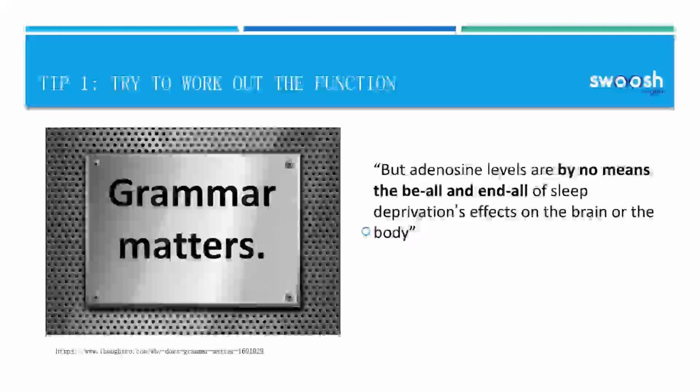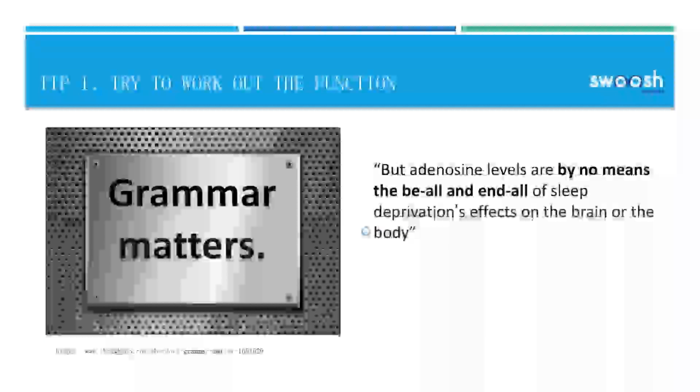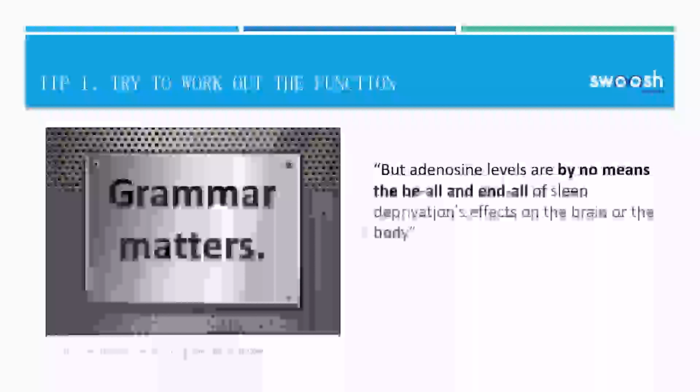Well, we have a typical clause structure here, which is subject, verb, object. Adenosine is the subject, or adenosine levels, to be more specific. Are is the verb, and by no means the be-all and end-all is the object of that particular clause. As a phrase we need to understand is the object of the sentence, it is very likely to be a noun, since most objects are. So now we know that we have a noun phrase which relates to adenosine levels' effects on the brain or the body.